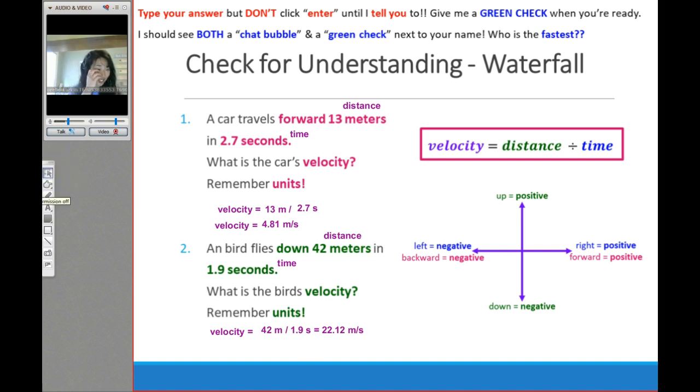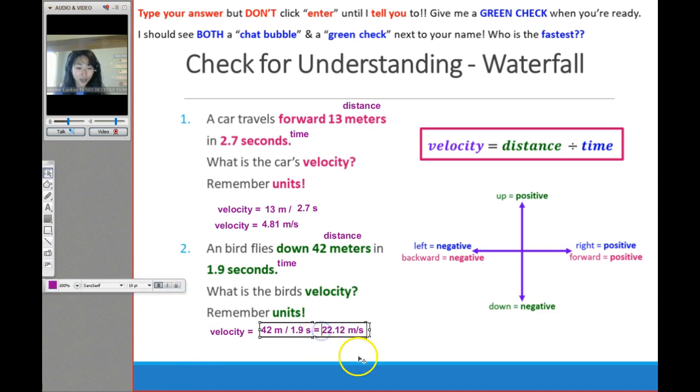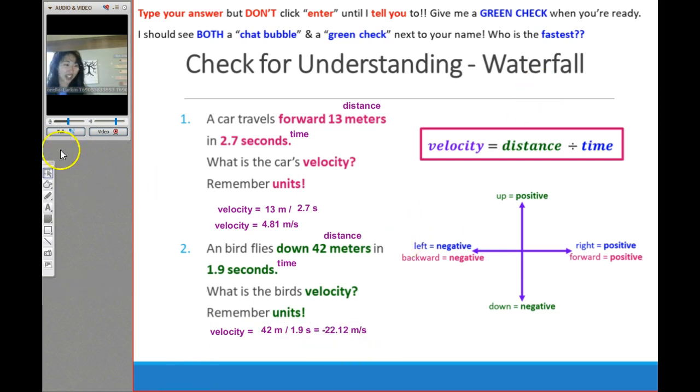Awesome, Tariq is first in the box with that. Let's see who else is able to figure out what I'm talking about. Yes, our answer should be negative 22.12 meters per second. Excellent job.